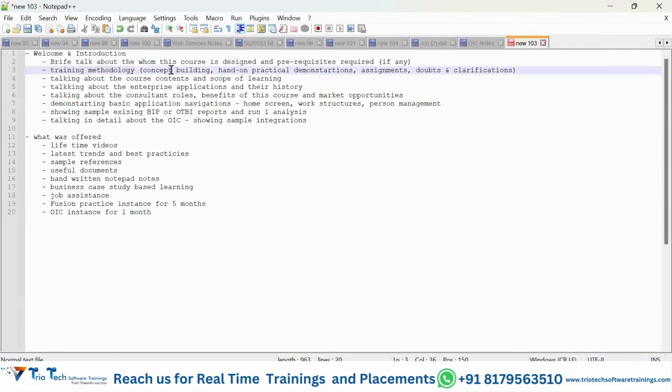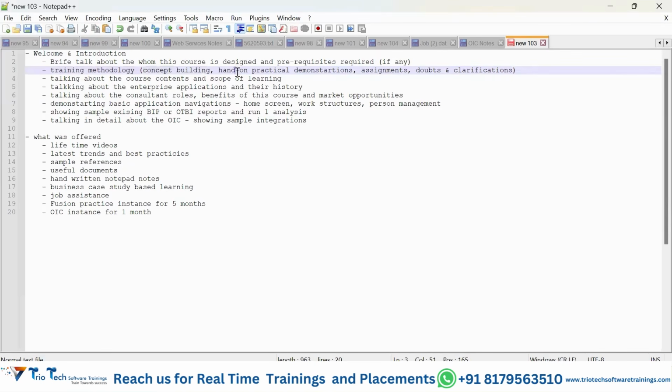Our training methodology is that we will first explain the concept. We are not focusing more on the PPTs or the theoretical things, but our emphasis is on explaining the concepts. You should have a fair understanding of the concept, to the level that you should be able to explain the same topics to any number of audience.